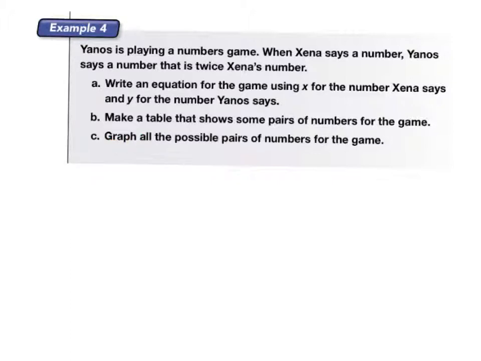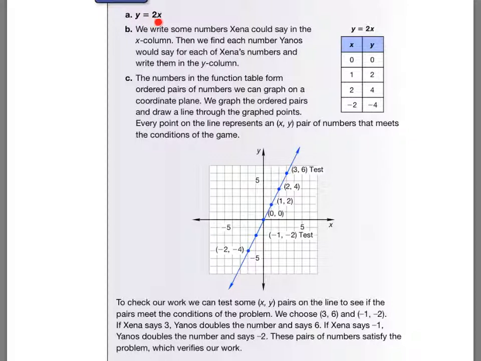Okay, so when Zena says a number, Janos says a number that is twice Zena's number. So the output is what Janos says. So here is our rule: y equals 2x. So 2 times whatever she says will get our output. Then we're going to create a table like this, and we're just going to make up some numbers. This time we made up numbers 0, 1, 2, and then we threw in a -2 just for fun. Then we're going to find out what y is.